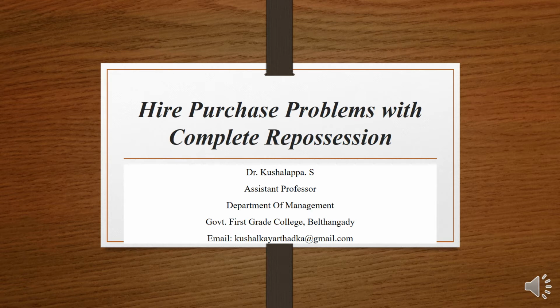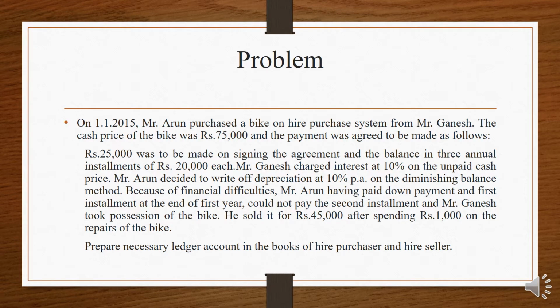I have explained how to prepare the ledger accounts in the books of hire buyer and hire seller in case of hire purchase with complete repossession. That means the hire seller takes possession of all the assets sold by him to the hire purchaser on hire purchase basis. So this is called complete repossession.